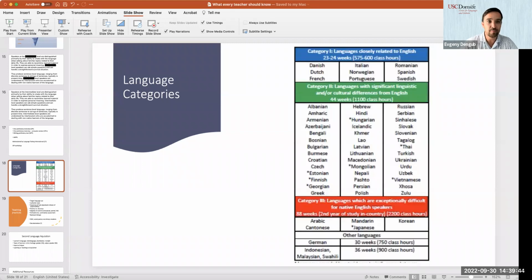FSI never show us the data, show us the research behind this. So you will never see robust data saying, okay, we put Latvian in category 2 because we have 200 speakers who learned Latvian for 44 weeks and they achieved. So there is no such data.